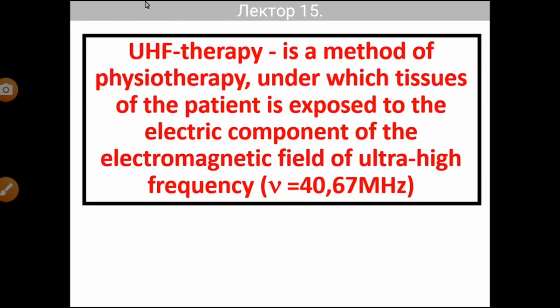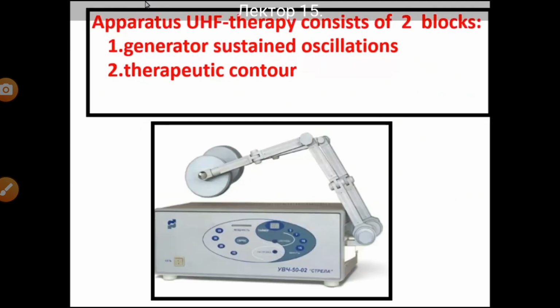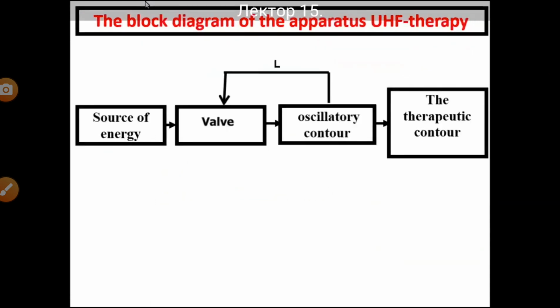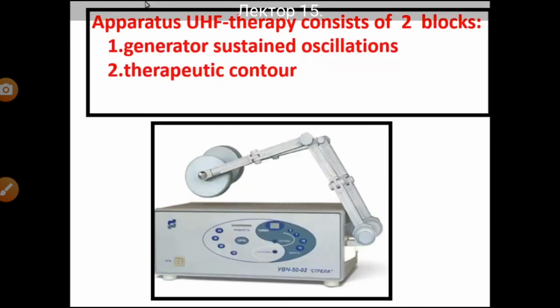Next slide. Look at the screen. This diagram, attention, look. This information on the apparatus for UHF therapy, you write in your copybook. The apparatus for UHF therapy consists of two blocks. One block generates sustained oscillations. Two, the therapeutic counter.